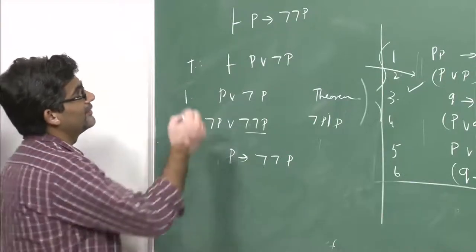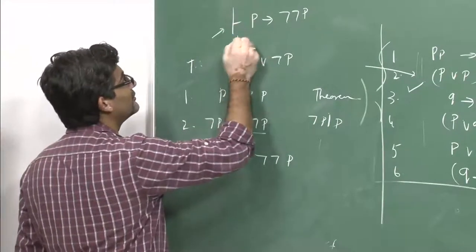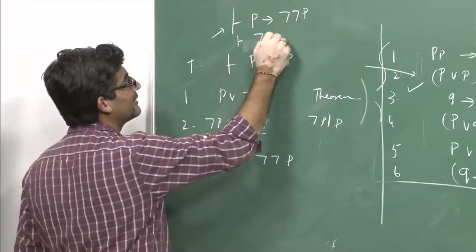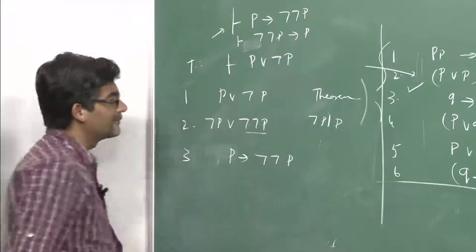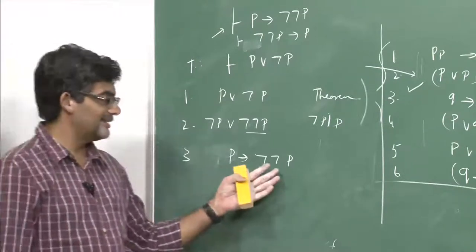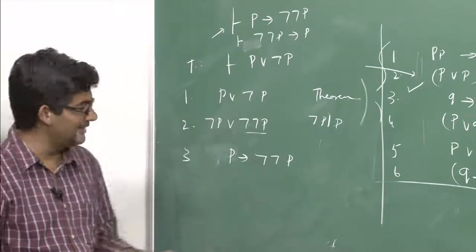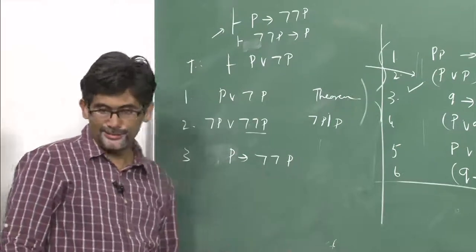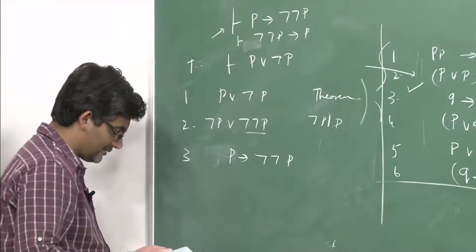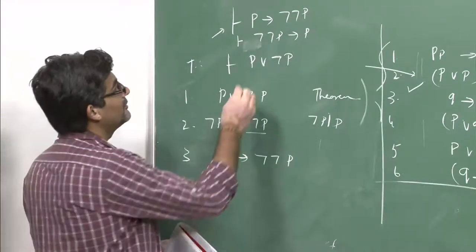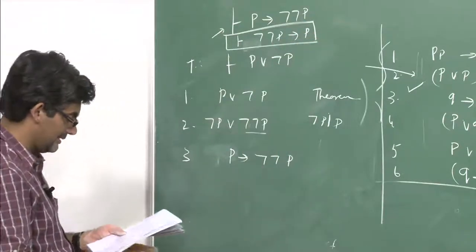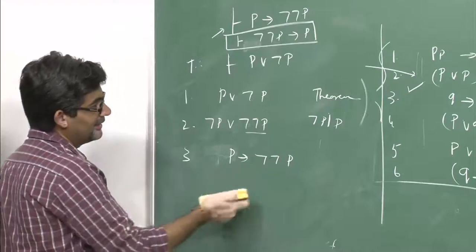But that is not what we want to get. We want to prove the double negation rule, that is, not not P implies P. One will be tempted to say that if X implies Y then Y implies X, but that is not the case here. X implies Y and Y implies X are totally different things. What we have already shown is P implies not not P. We will make use of this a little bit later.